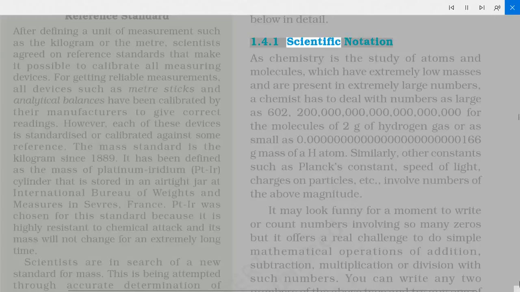As chemistry is the study of atoms and molecules, which have extremely low masses and are present in extremely large numbers, a chemist has to deal with numbers as large as 602,200,000,000,000,000,000,000.